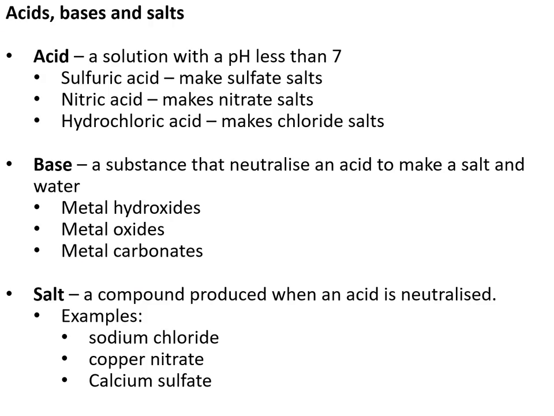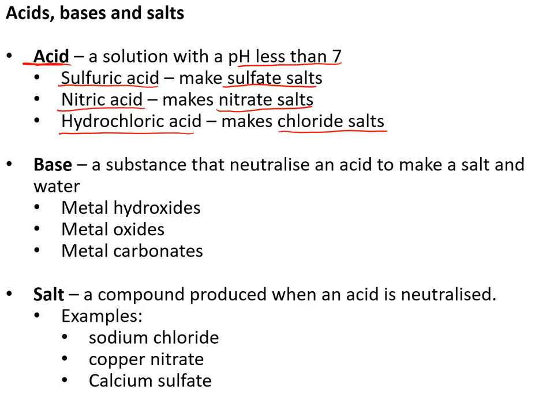Acids, bases and salts. This slide is about giving us some basic definitions so we can use these terms properly later. So to start with, acids. Acids are substances that dissolve to make a solution with a pH of less than 7. There are three that we need to know about: sulfuric acid, nitric acid, and hydrochloric acid. Importantly, these will all make types of salts when they get neutralized. Sulfuric acid makes a sulfate salt, nitric acid makes nitrate salts, and hydrochloric acid makes chloride salts.